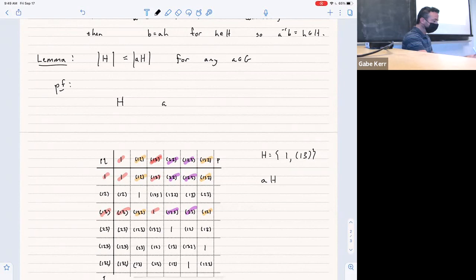So I've got 2 sets, H and AH, and I want to give myself 2 functions, one from H to AH, one from AH to H. I want to compose them and say that's the identity. So how do you think I'm going to go from H to AH? Take a guess.